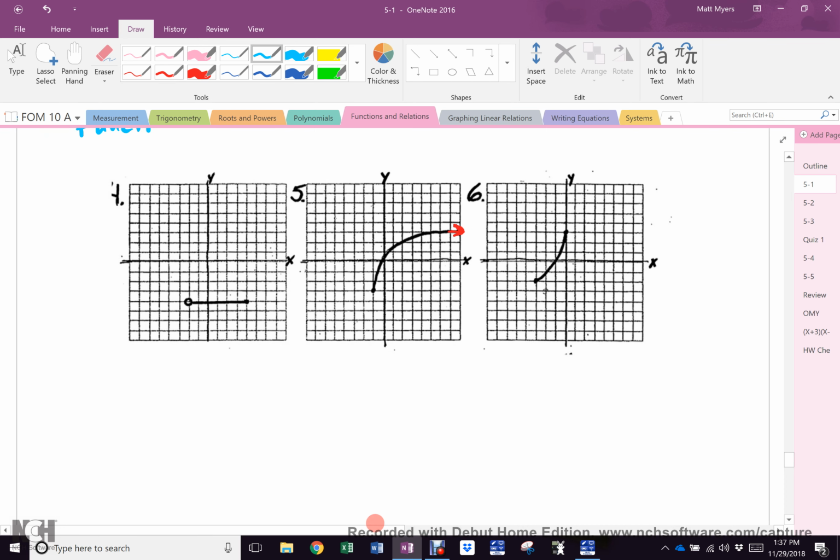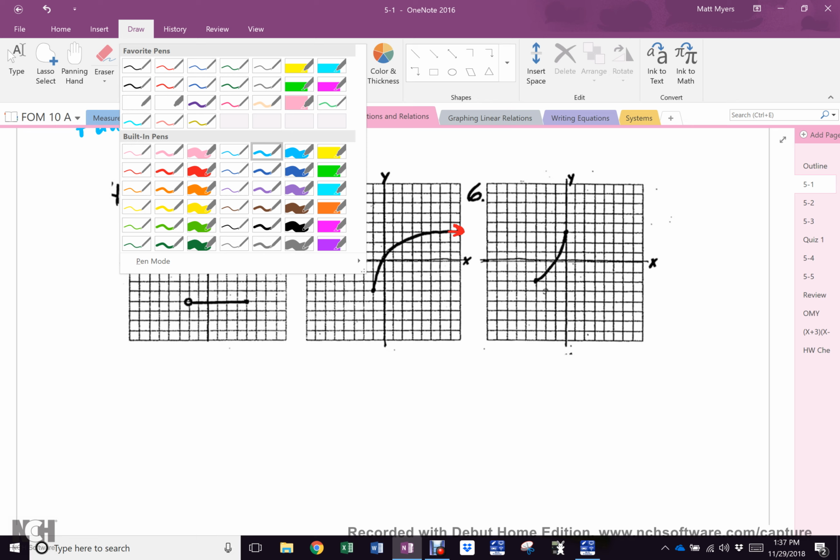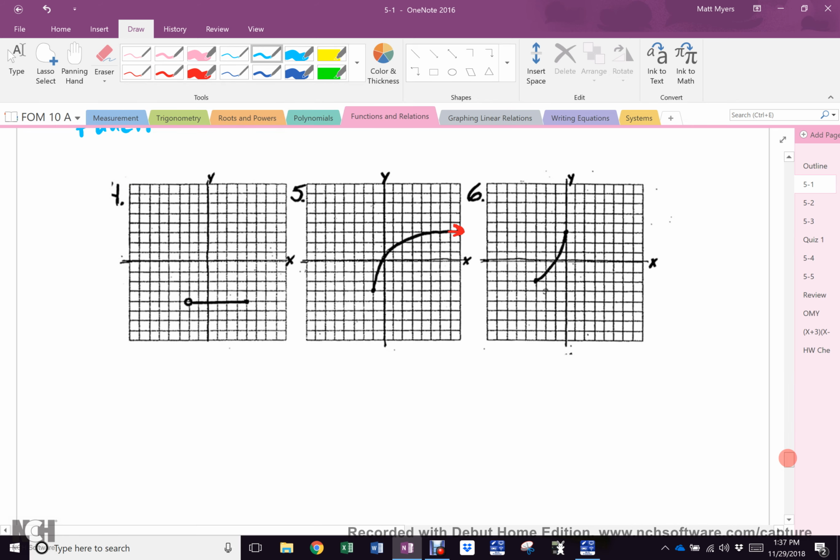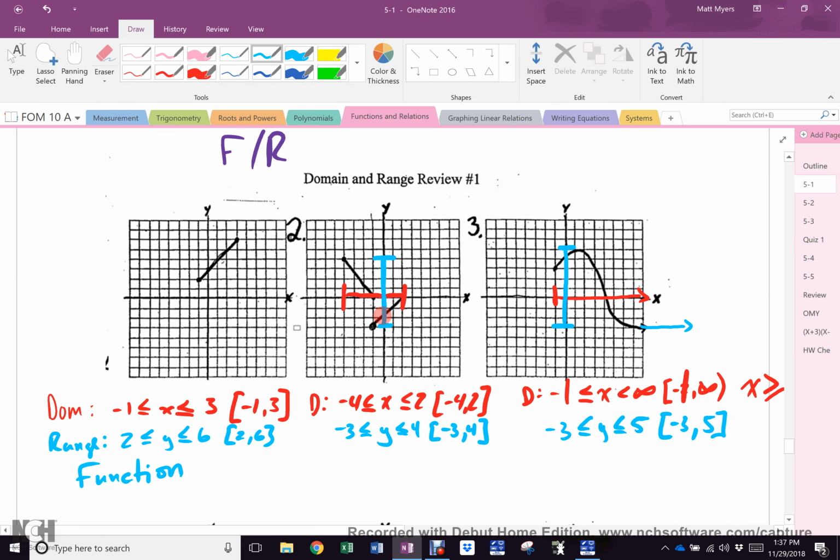What's the first thing different about 4? It had an open dot on... oh, crap! I forgot to do two things. Is this a function? Number 2. No. 2 is a relation. Why? Because right there it hits the line twice. Is 3 a function? Yes.